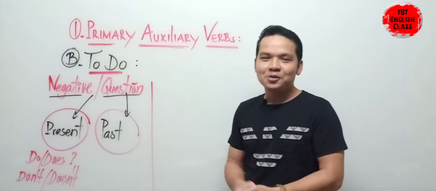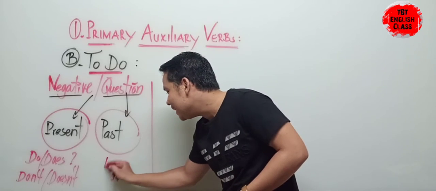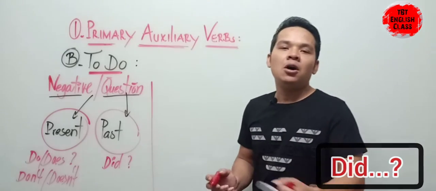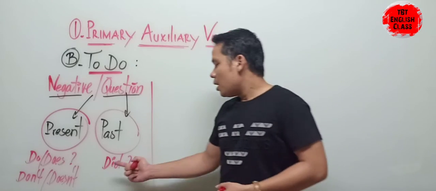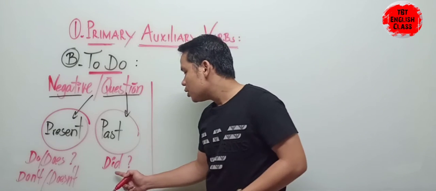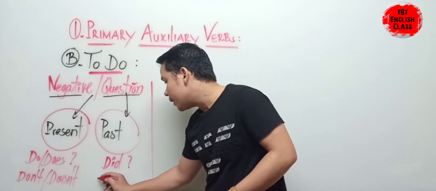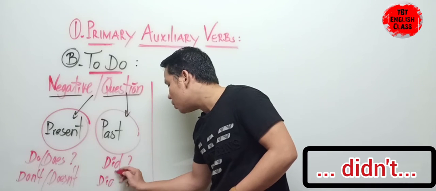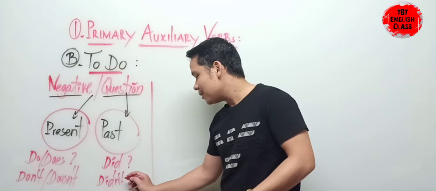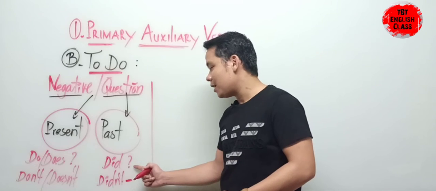How about past form? We use only one, you know? Do changes to become did. Everyone? Only did. We use it with all subjects, you know? As you see, when we want to change the simple sentence in past form to a question, we use did. Negative, we use did not or didn't. You see, when you see didn't in past form, it becomes negative. And when we use did to change a simple sentence in past form to become a question.